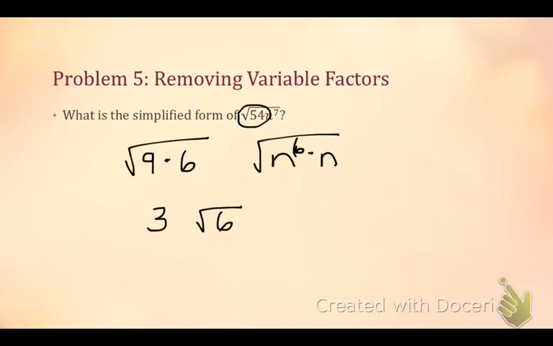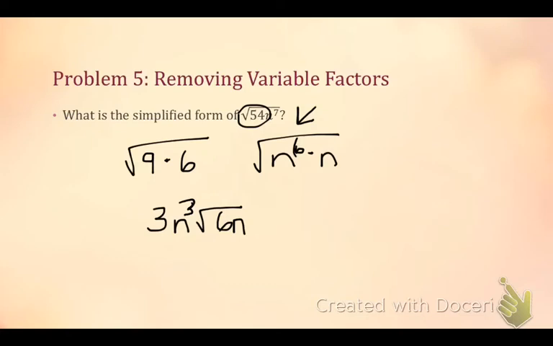Now, when I take the square root of n to the 6th, I need to remember that I am looking for what times itself would get me back to what's inside my square root. So n to the 3rd times n to the 3rd is what I am looking for here, because when I take that times itself, I add the exponents to get me to n to the 6th. Now, I leave that singular n inside my radical symbol because I cannot find the square root of that.